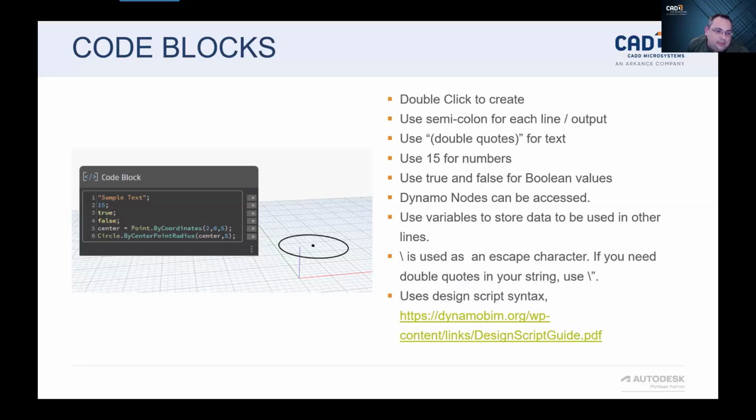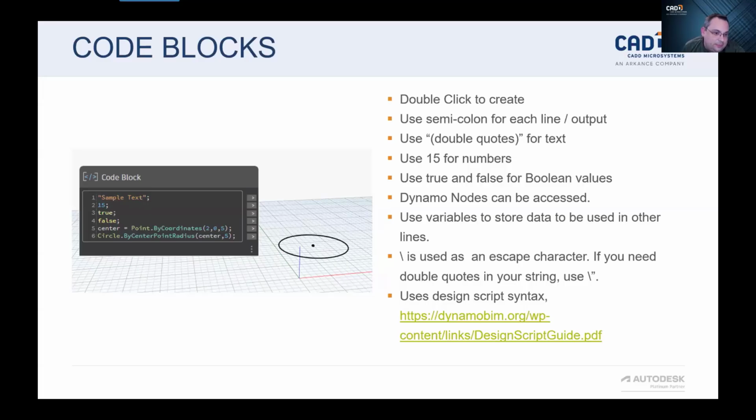And then if you need a quote, a double quote in text, you need to use the backslash character. That's what's called an escape character. Also, if you need a backslash, like you're putting a file name in, you need to put 2 backslashes, because the first one tells the system that it needs to pay attention to the next character.